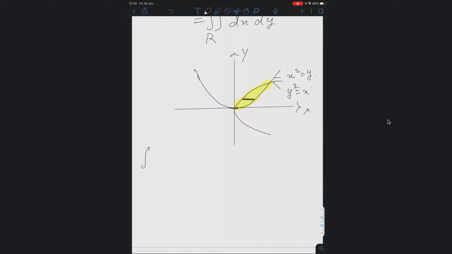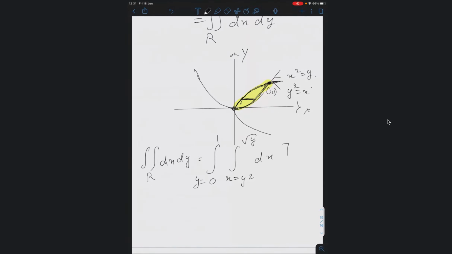So it's the same problem. Now the limits of this double integral dx dy will come from the intersection points. This is 0, 0. What is this intersection point? 1, 1. So y limits are 0 to 1, and x limits are from this curve, y square is equal to x, so x is from y square to the other curve, x is equal to root y. Positive root you will take because the region falls in the positive quadrant itself.